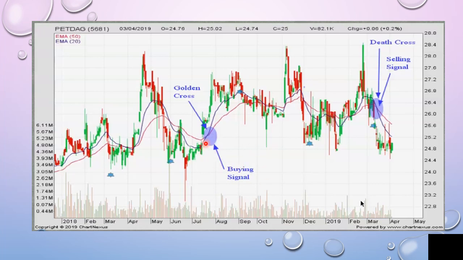So again, the crossover rule is the same as double SMA, where the shorter line, this 20 days, crosses over above the longer line. So here is the buying signal. This is the golden cross here. And here is the selling signal, the death cross.